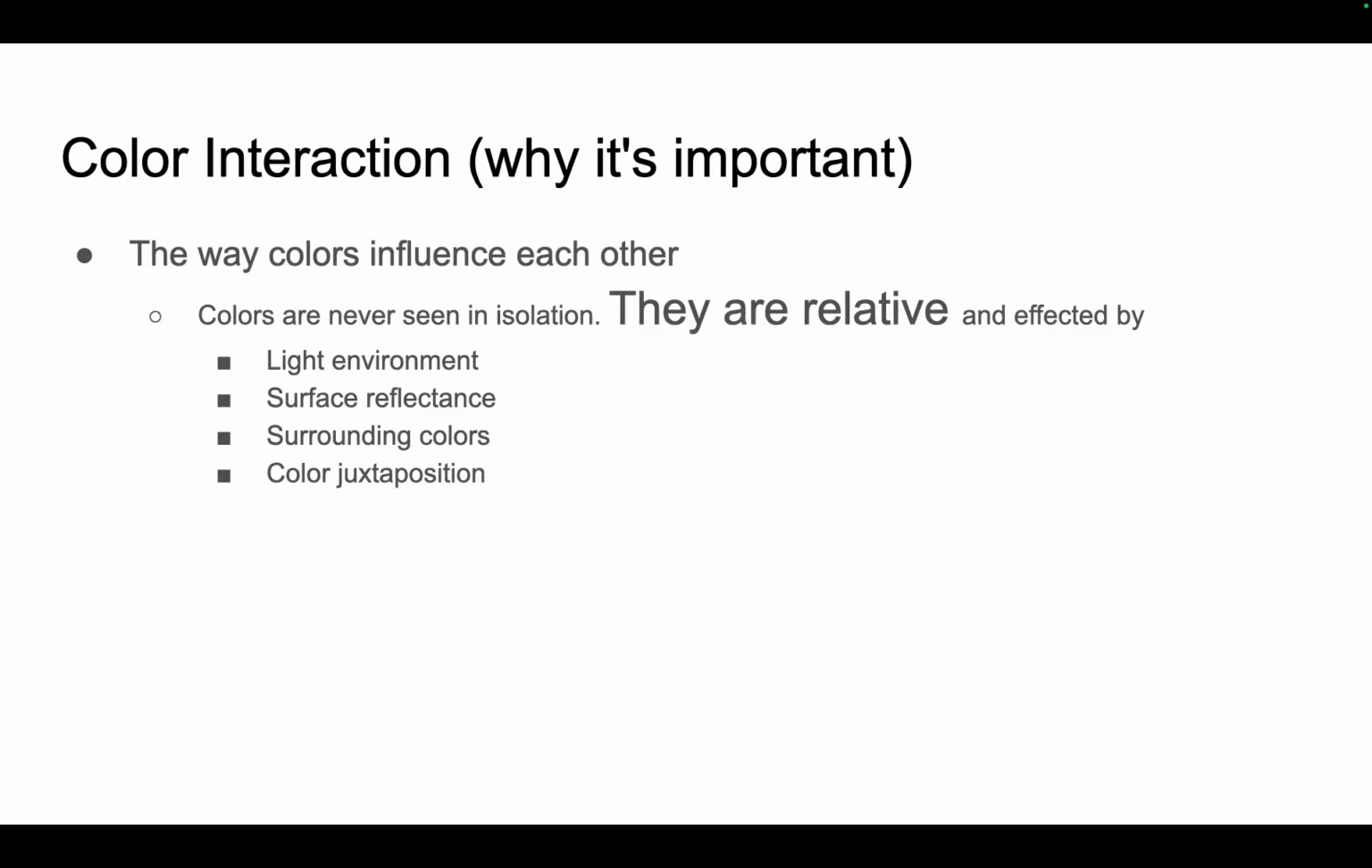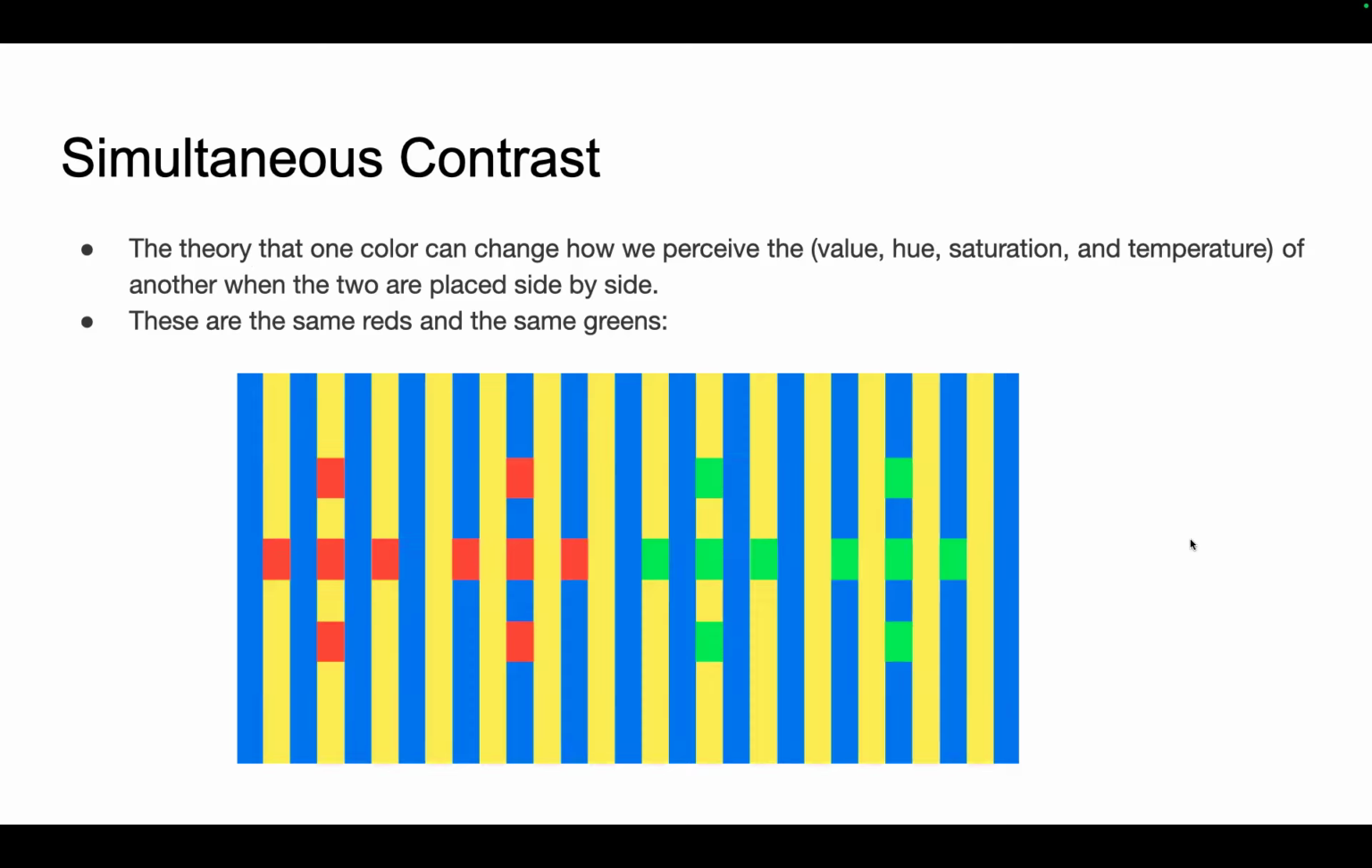All right, cool. So let's get into this a little bit. There's two main concepts we'll talk about when we talk about color interactions. The first is simultaneous contrast. And I really want to give y'all some time to write this one down because when we talk about simultaneous contrast, we're talking about one color changing another color. But not only is it changing that color, it's changing all the qualities of that color. So it might make it a different value, a different hue, saturation, and temperature when they're side by side.